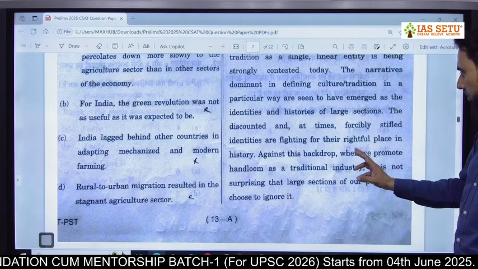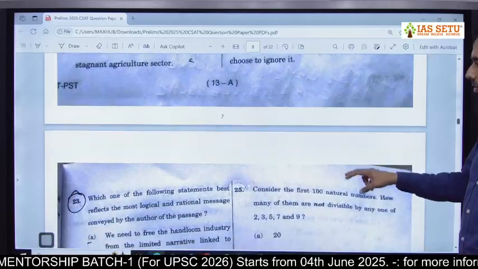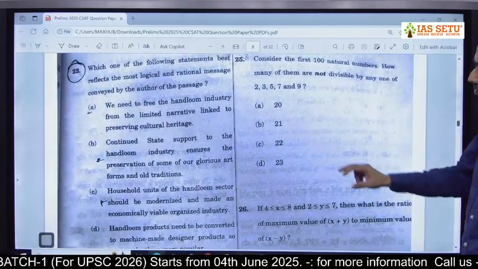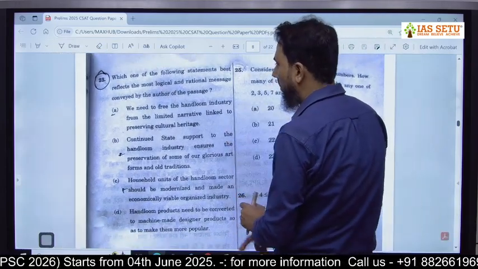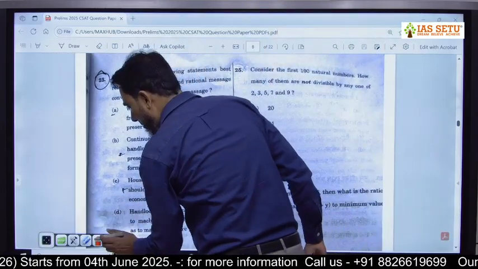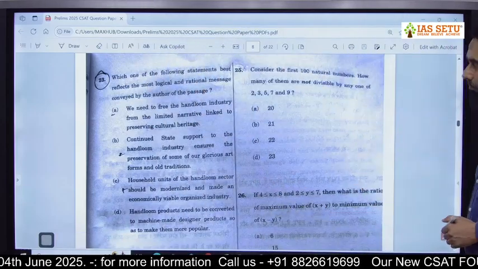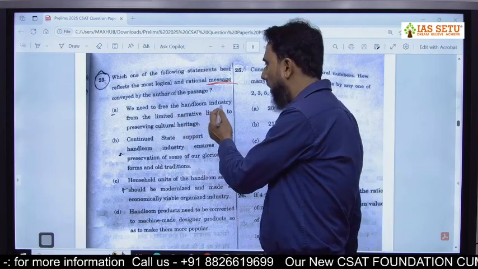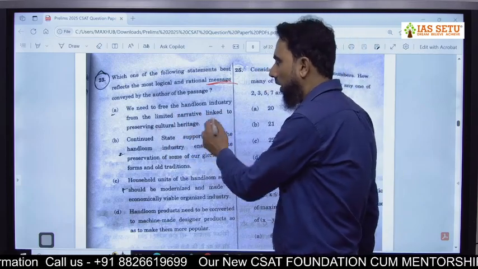Against this backdrop, when we promote handloom as a traditional industry, and on that basis the demand is to help it and to continue it, the author says that to some people it won't be acceptable. Now the question is the message. Now look at option A: we need to free the handloom industry from the limited narrative linked to preserving cultural heritage.